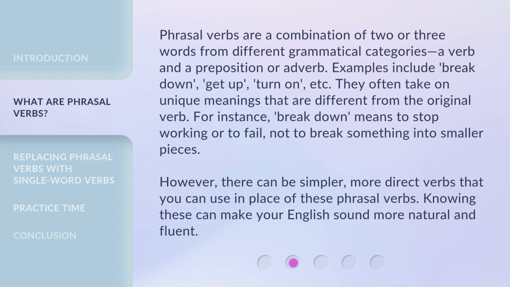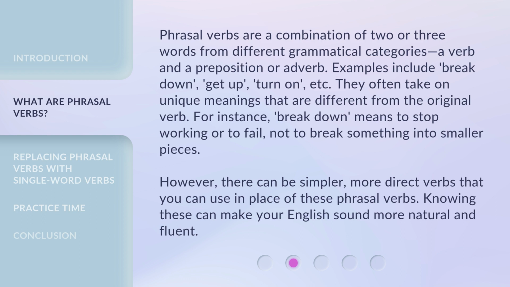Phrasal verbs are a combination of 2 or 3 words from different grammatical categories, a verb and a preposition or adverb. Examples include break down, get up, turn on, etc. They often take on unique meanings that are different from the original verb. For instance, break down means to stop working or to fail, not to break something into smaller pieces.